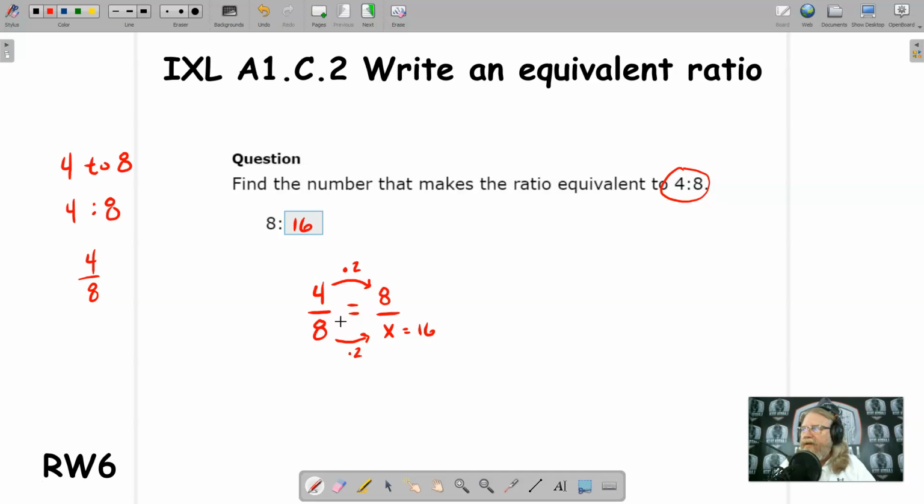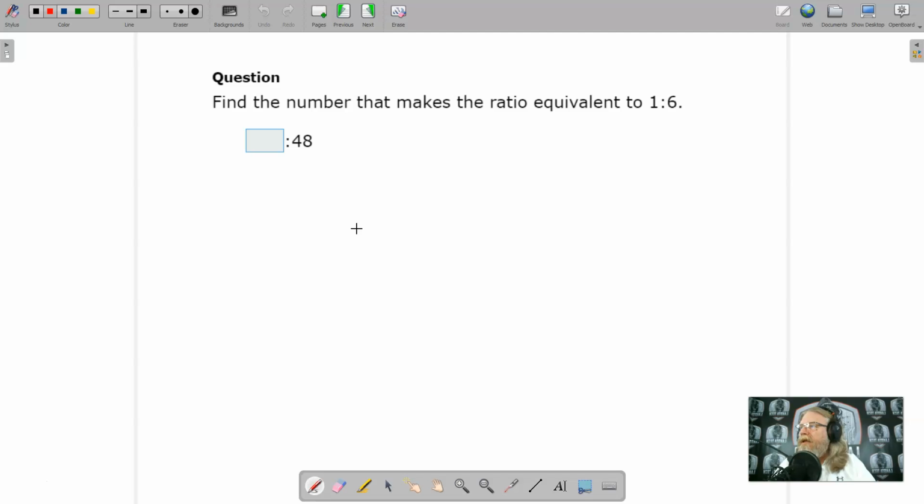You also notice if we divided these, 4 divided by 8 is 0.5. And you could always check your work. 8 divided by 16 is also 0.5. Remember, we talked about how to check if two ratios are equivalent by dividing the numerator by the denominator, because, you've guessed it, every fraction is indeed a division problem that we can always convert to a decimal number. Let's look at the next one.